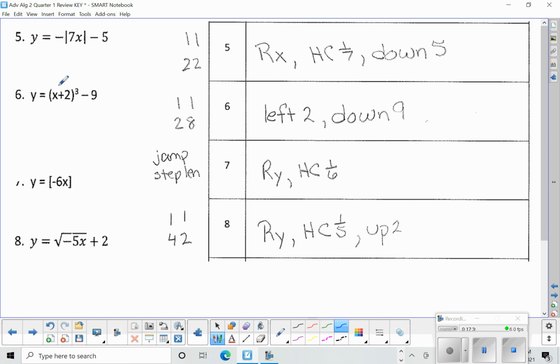Number 6 is a cubic. 1 cubed is 1, 2 cubed is 8. There's my parent function, or my parent pattern. Plus 2 on the inside, left 2. Minus 9 on the outside, down 9. Inside, left, right, outside, up, down.